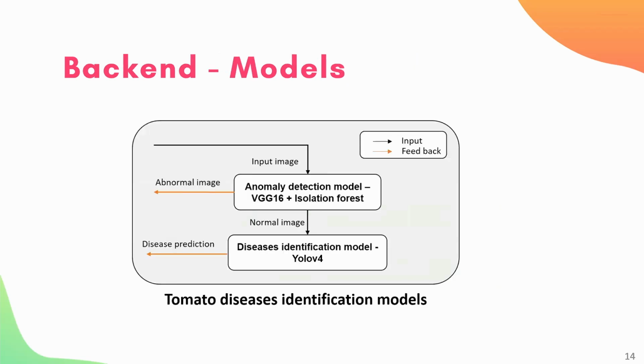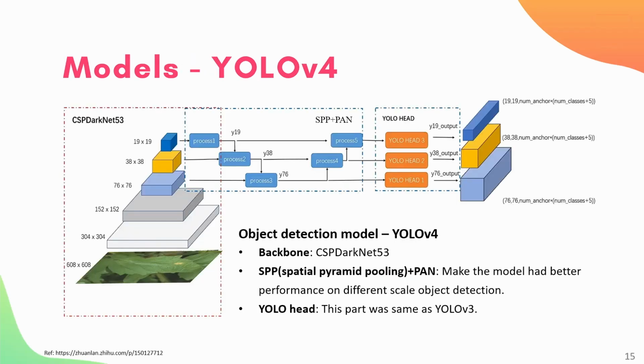After introducing the anomaly detection models, let's introduce the disease identification models. In this research, we chose YOLOv4 as our object detection model. YOLOv4 is similar to YOLOv3. However, YOLOv4 has many tricks from other papers to increase performance. For example, the backbone was CSPDarknet53, and it was a powerful backbone. It had better performance than ResNet.